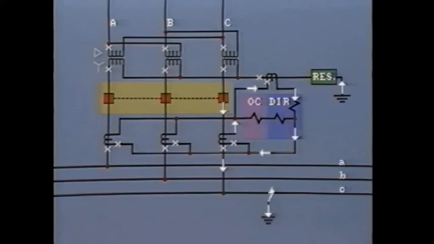But what about a ground fault out on the feeder? In this case, the flow of current in the feeder CT will be reversed like this, opposing the flow of current through the relay.